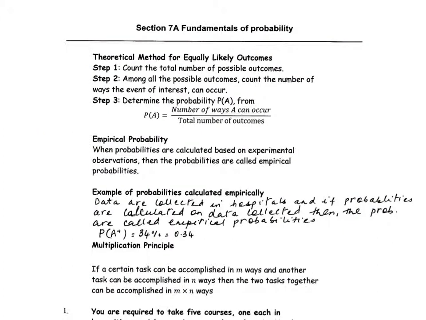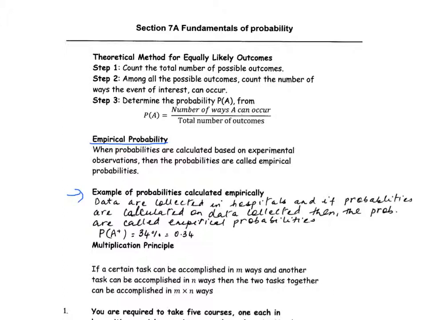Empirical probability is different from theoretical probability. In empirical probability, we calculate probabilities based on observations from an experiment or the data collected from surveys or questionnaires. So let's look at an example.